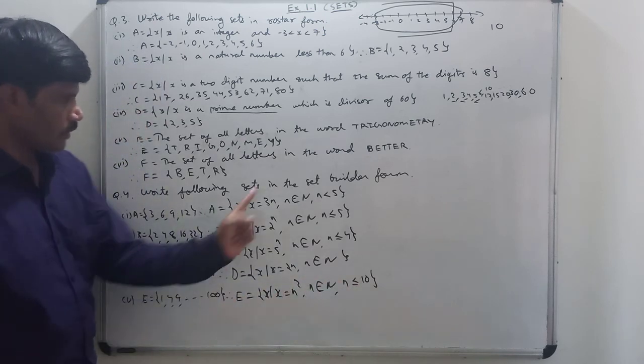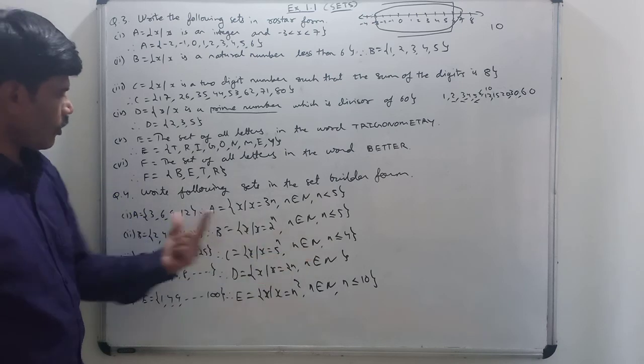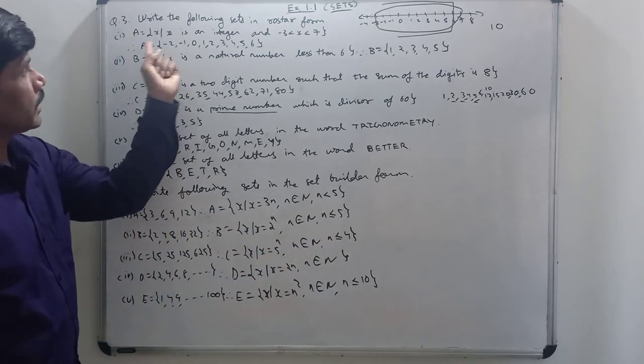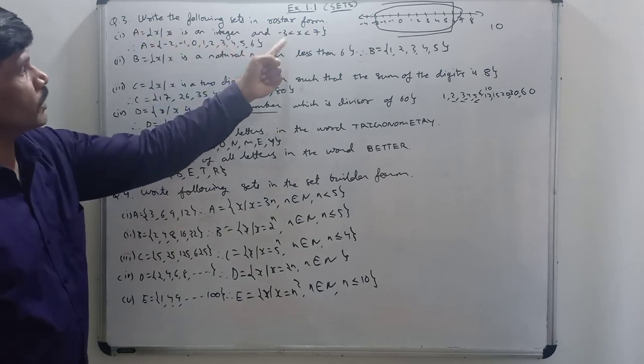So these are the set builder forms of the given sets, and in question 3 we had seen the roster form of the given set.